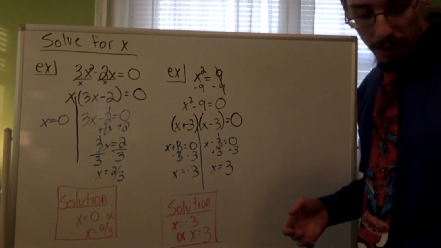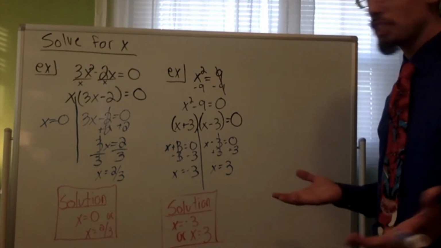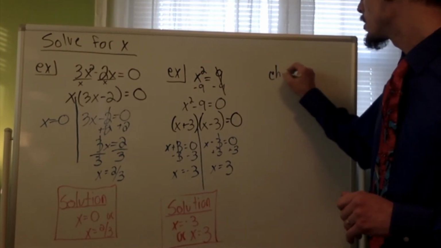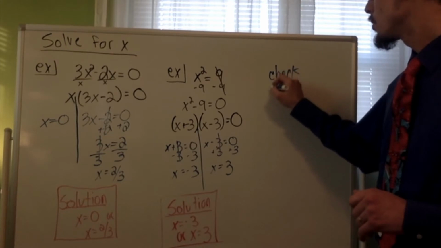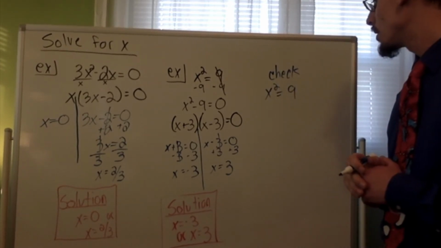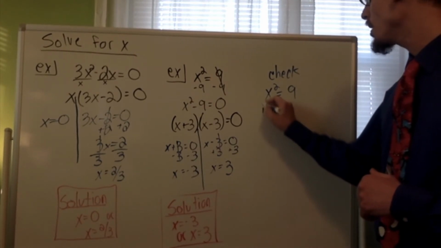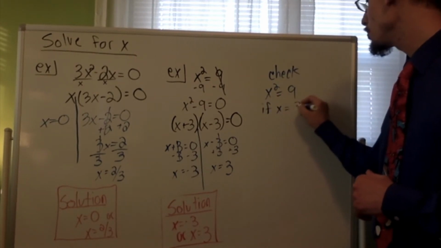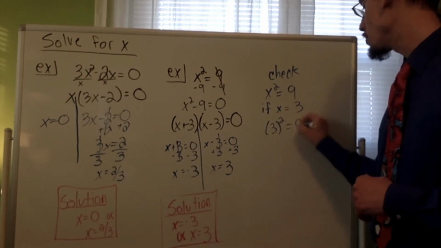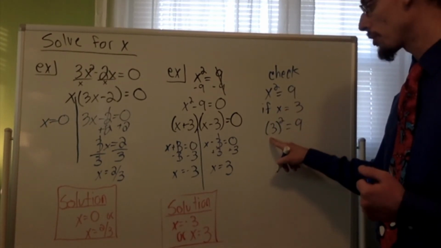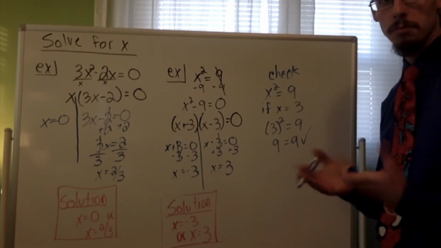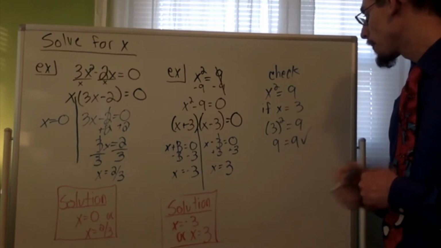I mean, really quick, let's just check that. Our original equation was x squared equals 9, right? Okay, so what if x equals 3? Wouldn't that mean 3 squared equals 9? And I'm pretty sure 3 times 3 is 9. So you get 9 equals 9. See that? Okay.